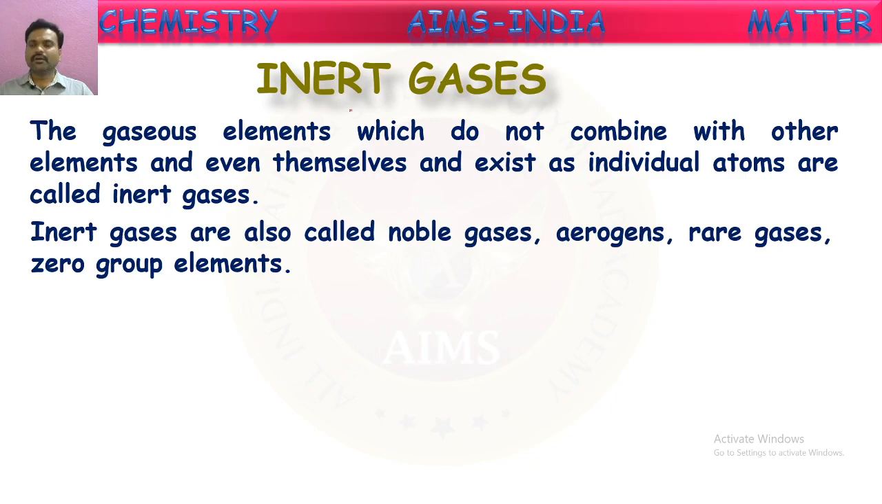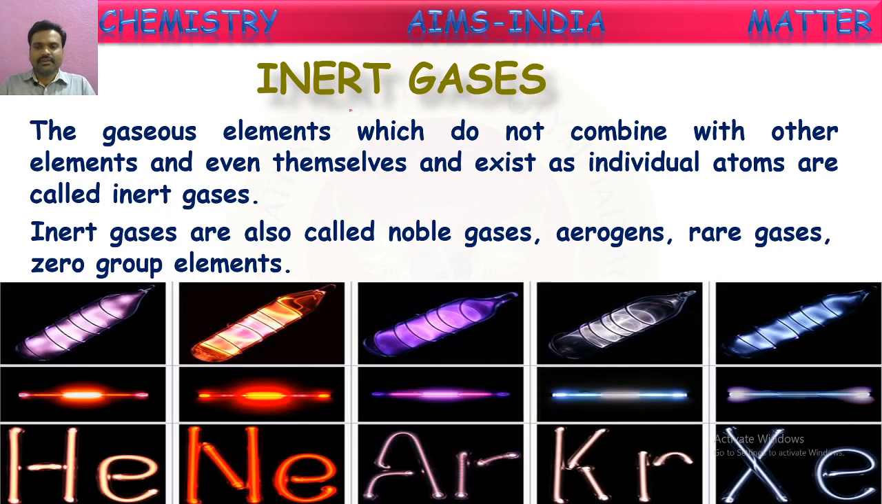These are also called aerogens, rare gases, zero group elements also. Okay, there are other names for these noble gases. Here are examples for the noble gases they have shown: helium, neon, argon, krypton, xenon. So mostly these noble gases are used in advertisement glow bulbs.